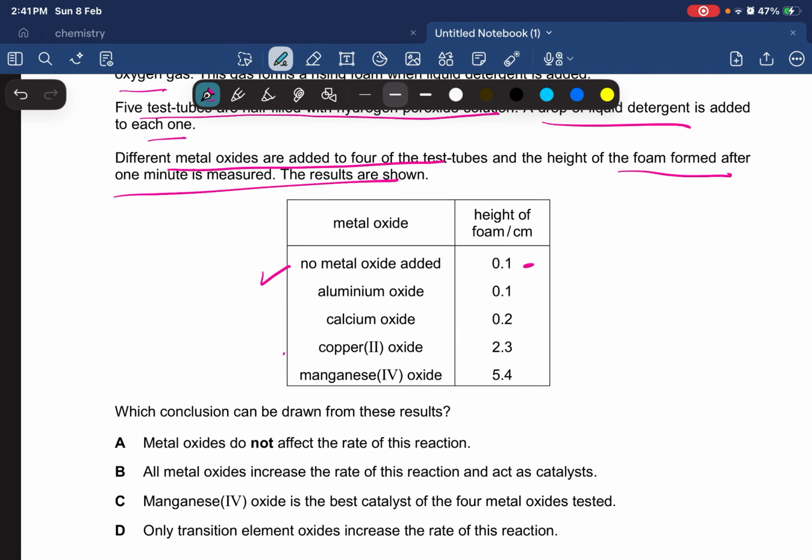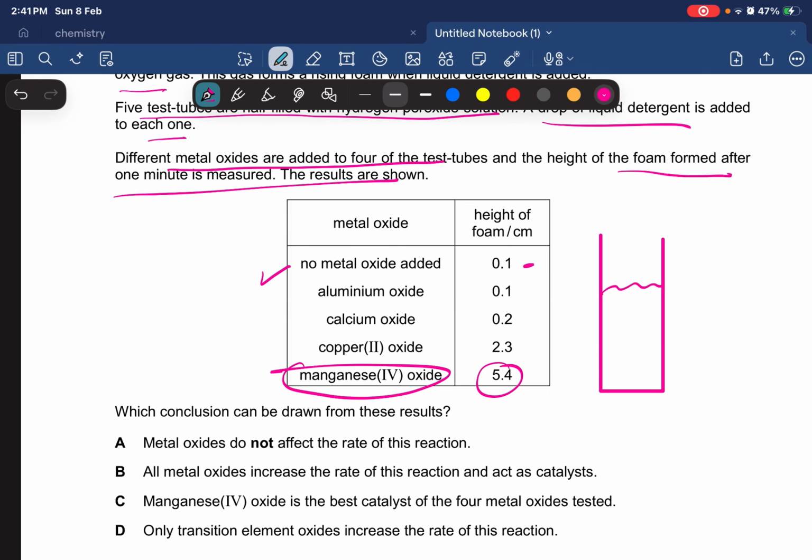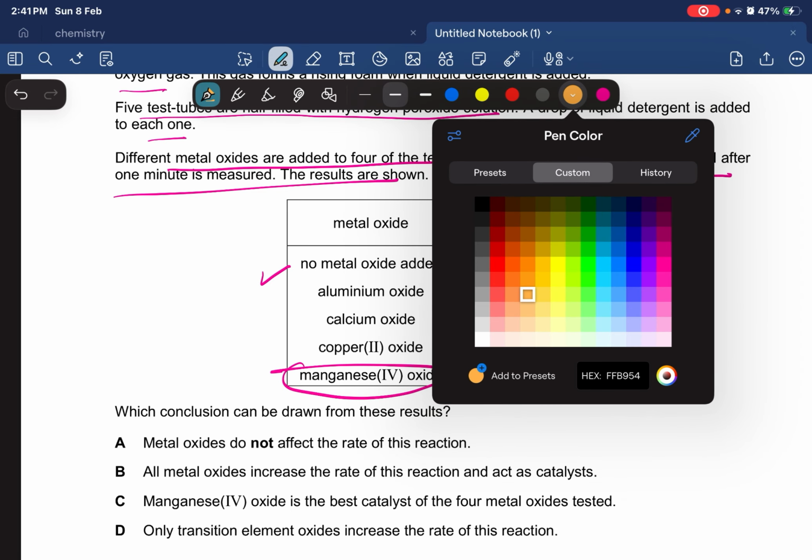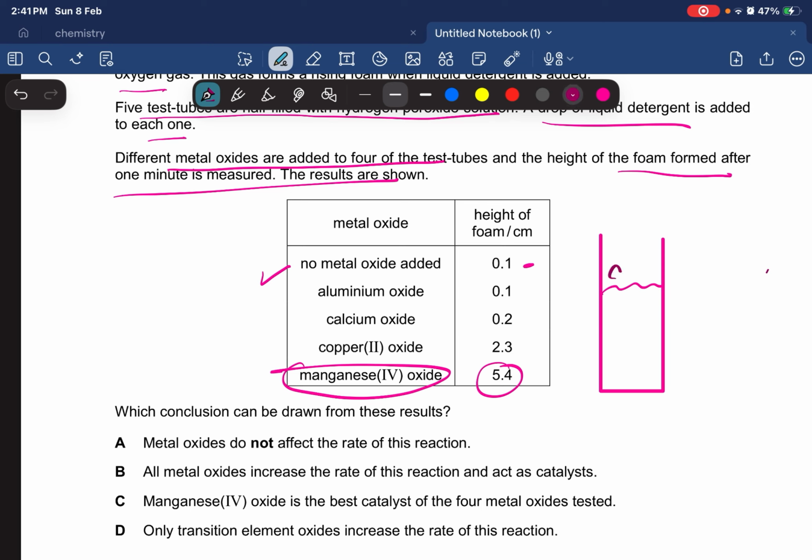Okay, so look, when we add this, the foam increases. That means if the foam above it is increasing, only gonna use shades of pink. So if the foam above it, this is the foam, right? If the foam above it is increasing, that means more oxygen is produced, right?